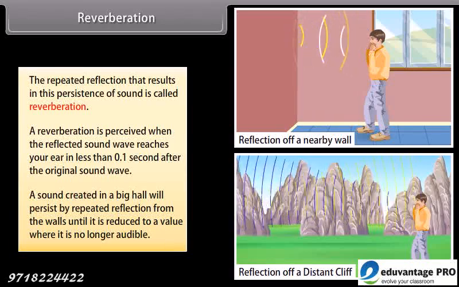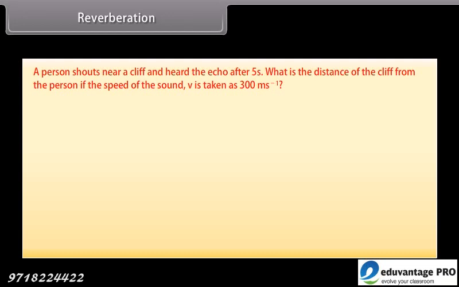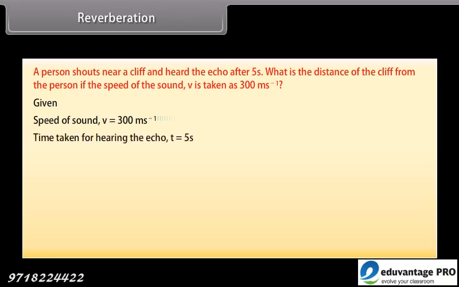Let's now solve a problem. A person shouts near a cliff and hears the echo after 5 seconds. What is the distance of the cliff from the person if the speed of the sound v is taken as 300 meters second raised to the power minus 1? Given that the speed of sound v is 300 meters second raised to the power minus 1. Time taken for hearing the echo t is 5 seconds.